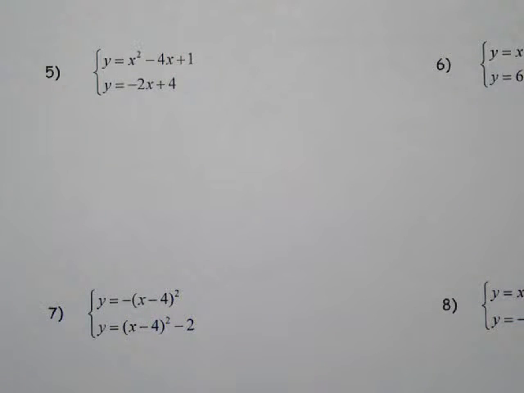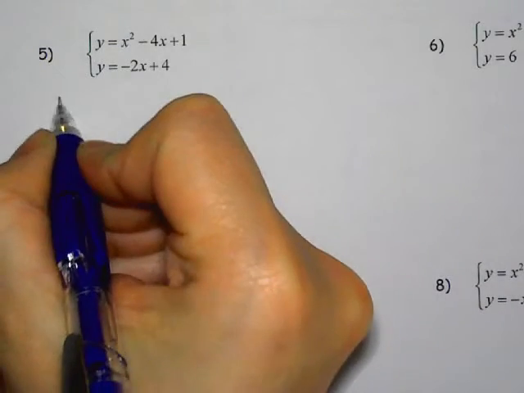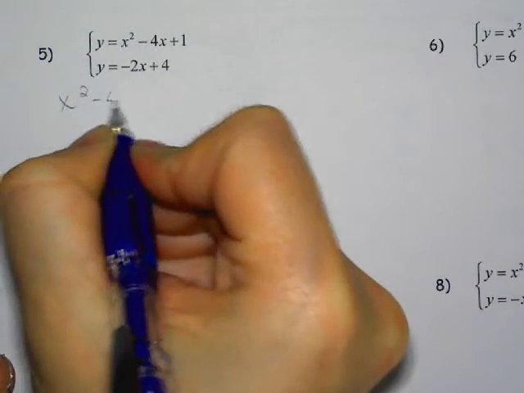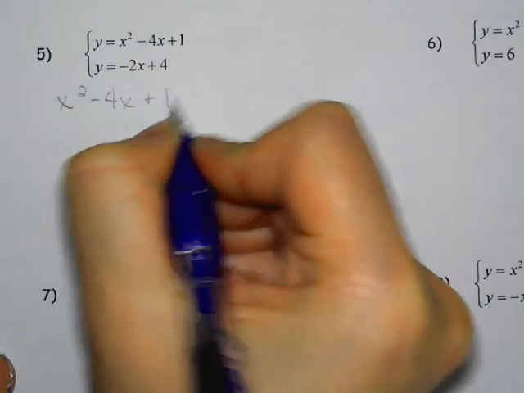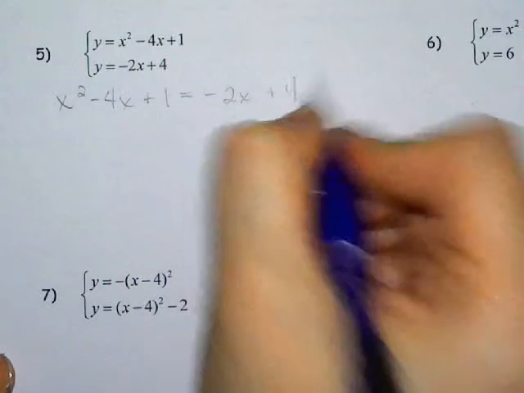So today what we're doing is working on algebraically solving either two parabolas or a line and a parabola. So this particular one has a line and a parabola. So I'm going to use the equal values method again. These are both equal to y, so I'm going to set them equal to each other. There's x squared minus 4x plus 1 equals negative 2x plus 4.